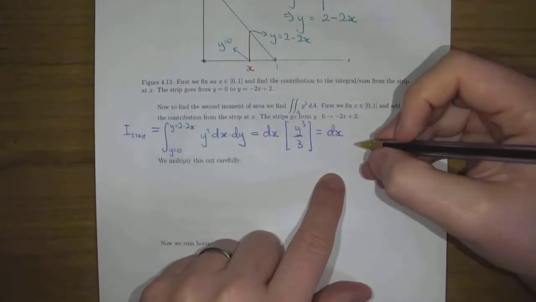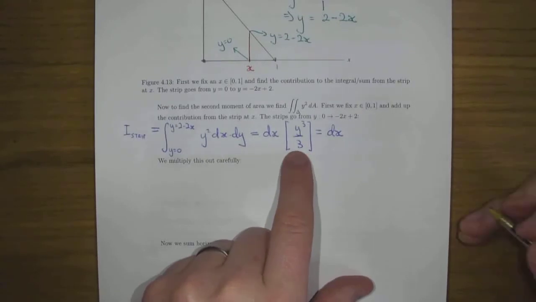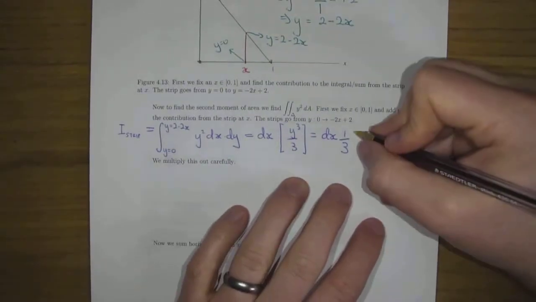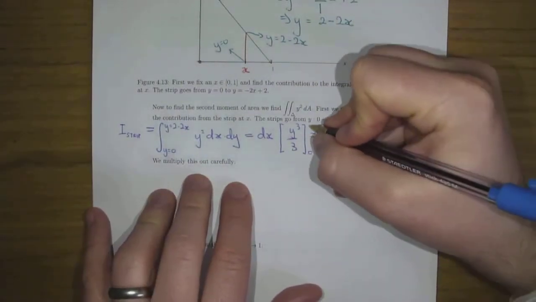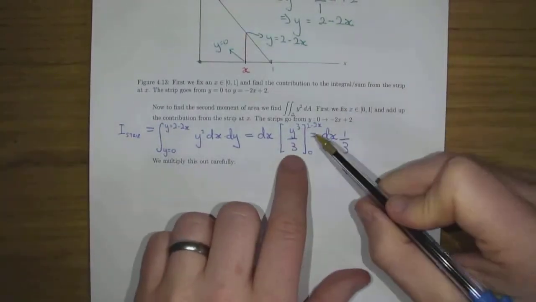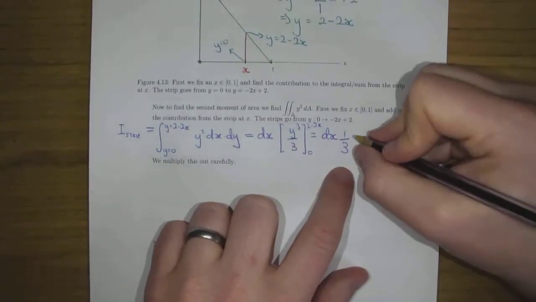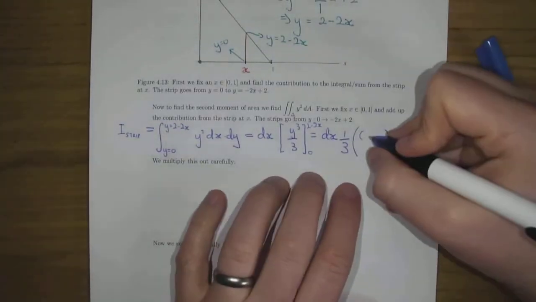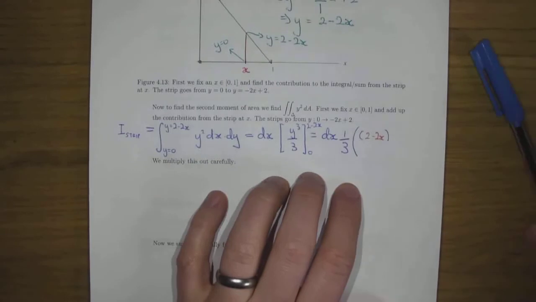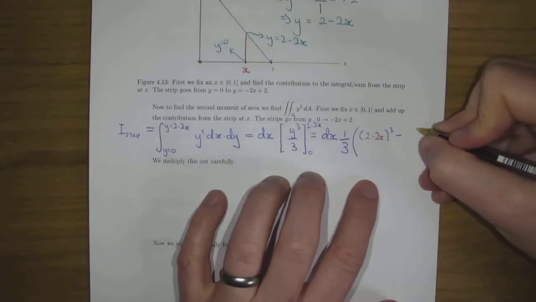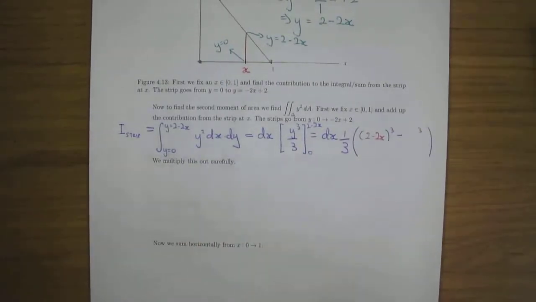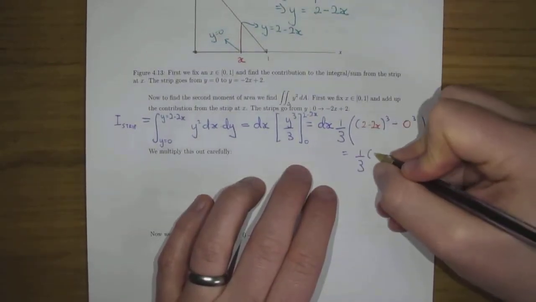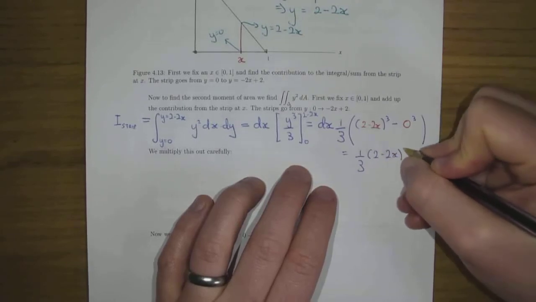So how am I going to handle this? What I'm going to say is, okay, this is divided by 3, that's multiplied by 1/3. I can take that out as a constant if I want. And now substitute in the limits, I forgot about the limits, 0 and 2 minus 2x. So substitute in 2 minus 2x, you will have (2 minus 2x) cubed minus 0 cubed. And this is equal to, we could write this as 1/3 (2 minus 2x) cubed dx.